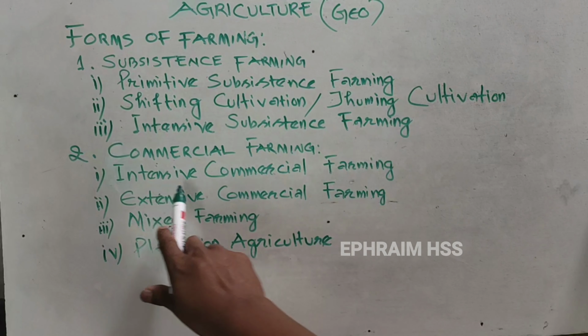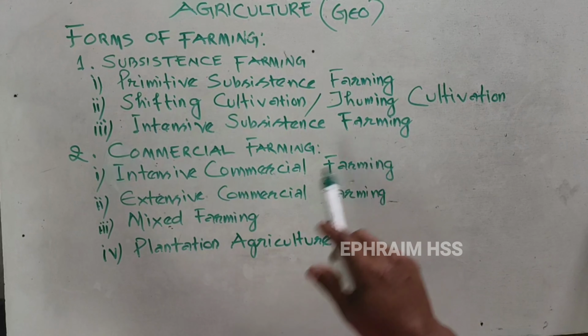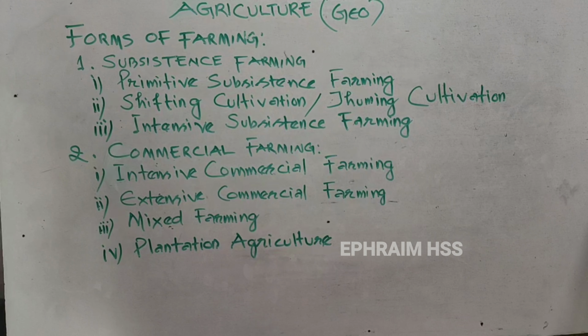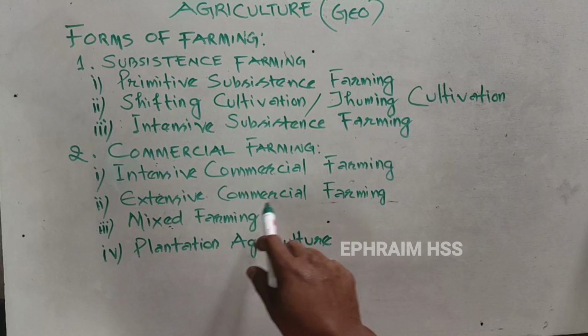The first one is intensive commercial farming. In this type of farming, the size of the land holding is small due to fragmentation, and irrigation, fertilizers, scientific methods of farming and use of hybrid seeds are involved. And such types of farming are practiced in states like Punjab and Haryana. And in these types of farming, huge capital, labor and skill are involved so as to make a small area productive.